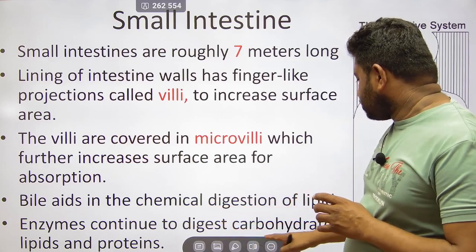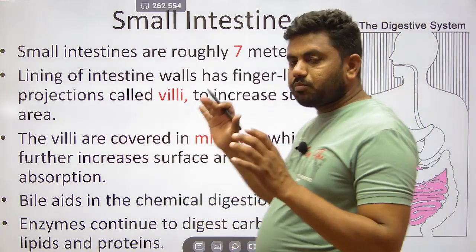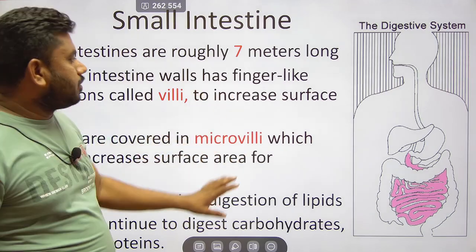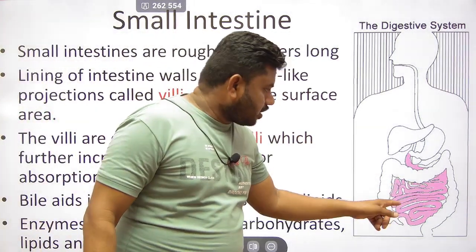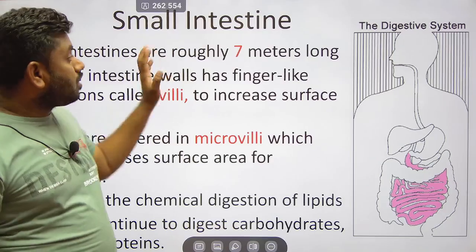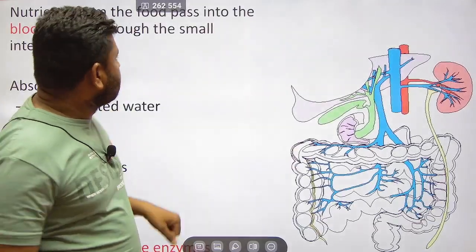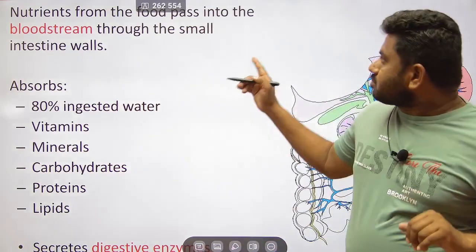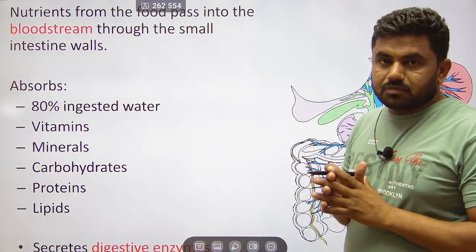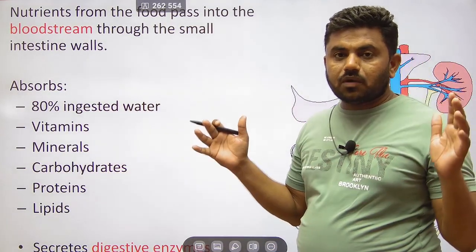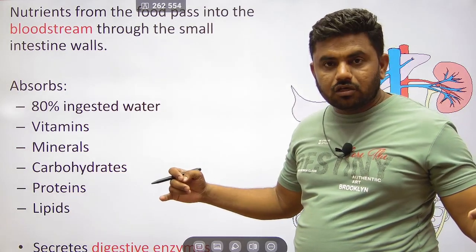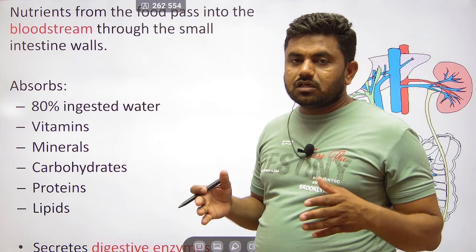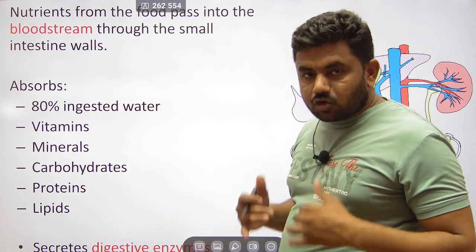Enzymes continue to digest the carbohydrates, lipids and proteins, and it happens in the small intestine. See here the small intestine inner part, which is 7 meters long. Now see, the nutrients from the food pass into the bloodstream. The circulation is available all over the body, the cells are there, and they get the food by using the process of circulation.